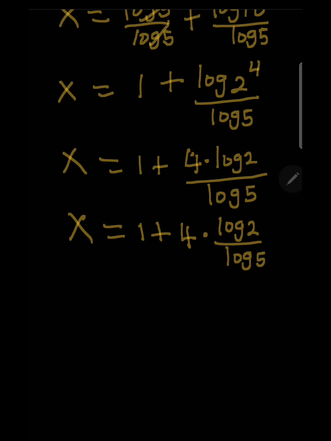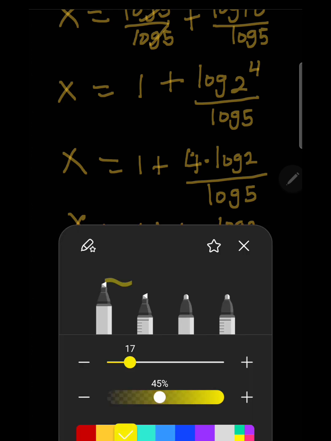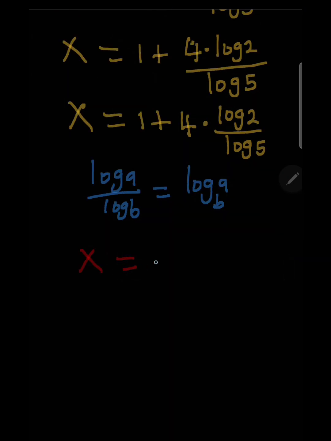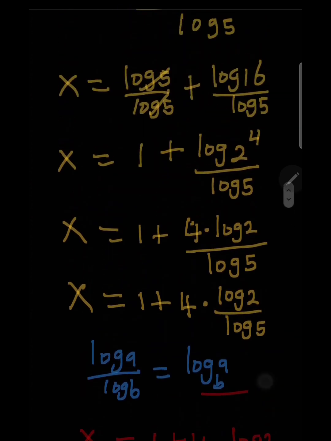Here we are going to recall the property called change of base. When we have log of a over log of b, this can also be simplified as log of a to the base of b. So when we apply this property to the last term in this equation, we have x equal to 1 plus 4 multiplied by log of 2 to the base of 5. So here is the value of x that satisfies this exponential equation.